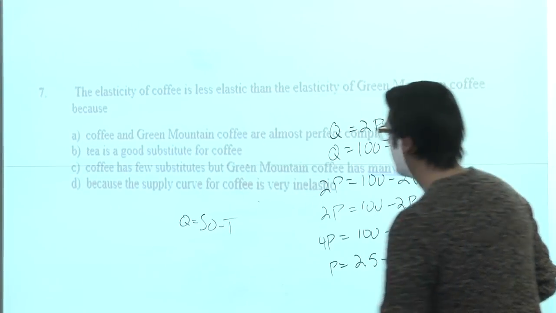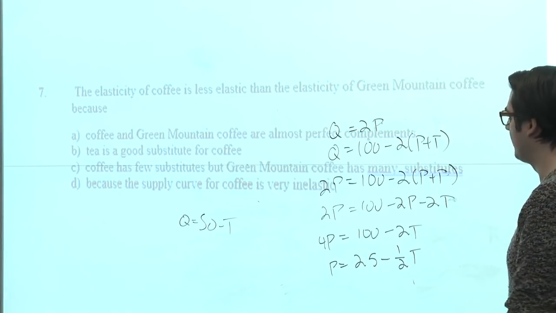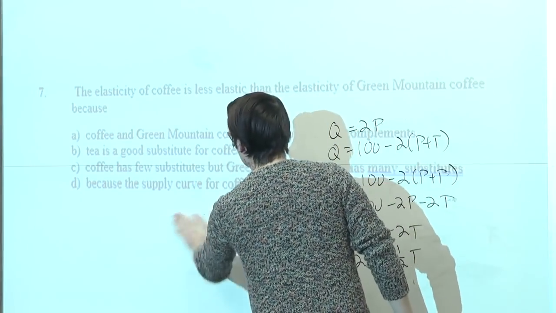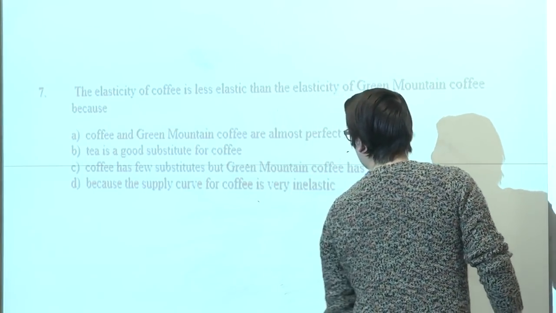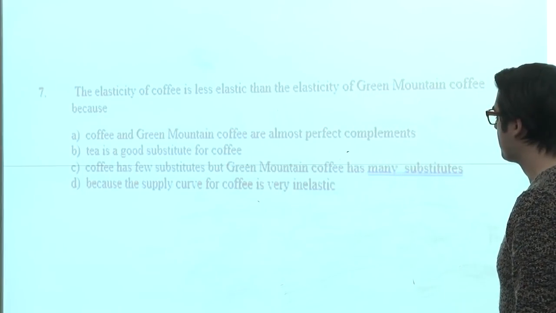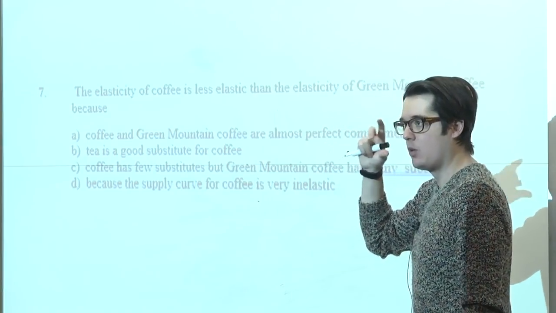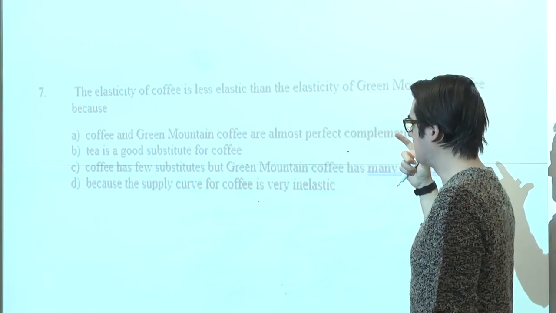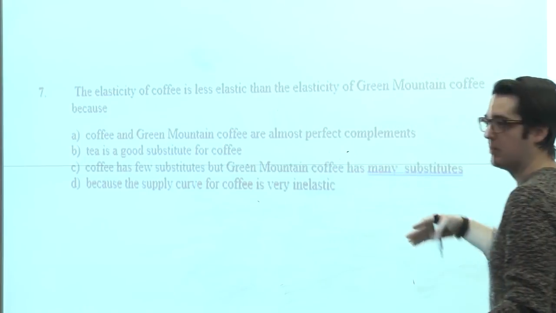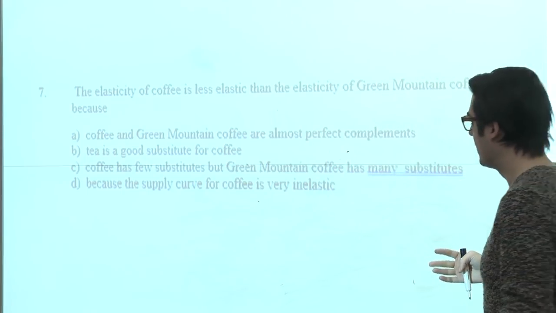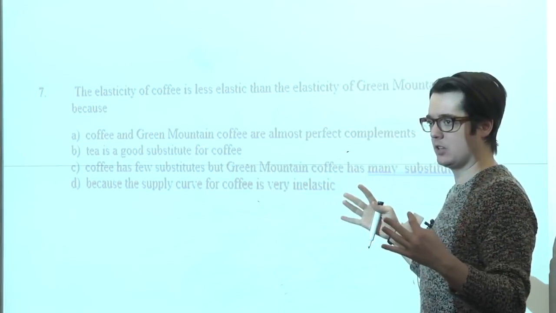Question 7. The elasticity of coffee is less elastic than the elasticity of Green Mountain coffee because... Okay, and the answer is going to be, so we need to go through and think about what are the things that cause things to be more or less elastic. And one of the things that cause things to be more or less elastic is how many substitutes you have for something. Okay, so coffee, more broadly speaking, doesn't have as many close substitutes.